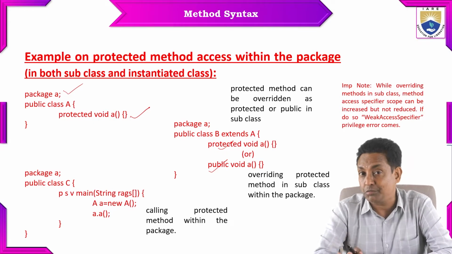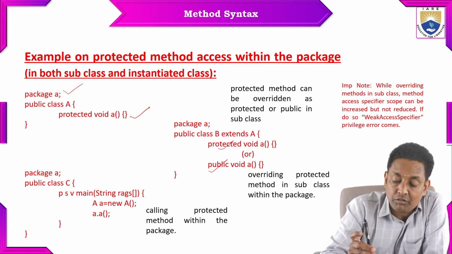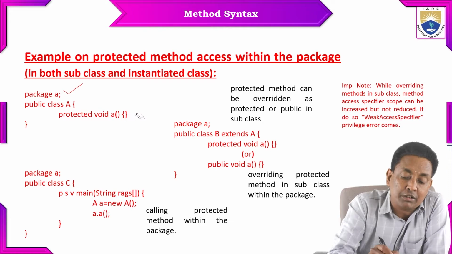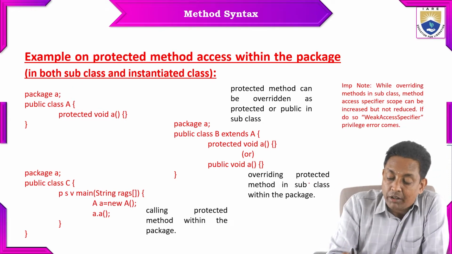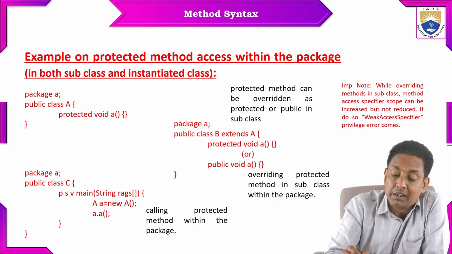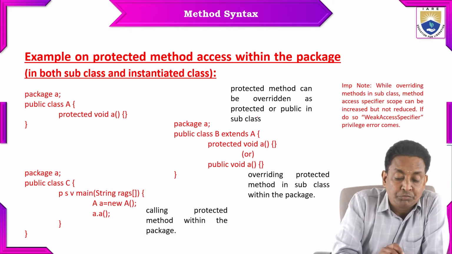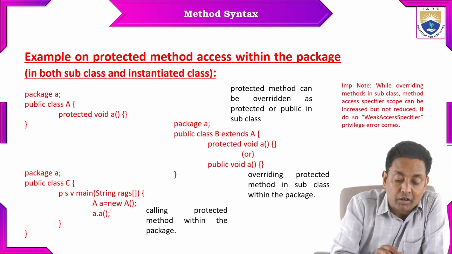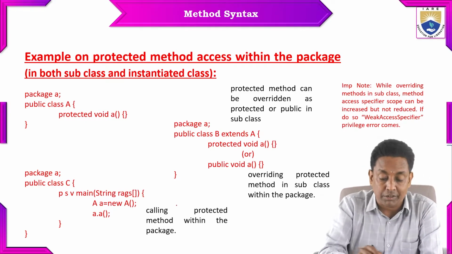If we try to reduce, which error will come? Weaker access specifier error will come. So you either increase or maintain the same scope while overriding a superclass method in a subclass. Okay. Overriding protected methods in a subclass within the package. Protected methods can be overridden as protected or public in the subclass. This is the subclass. Here we are instantiating class A and accessing A.A. Whatever logic lies in the A method will execute. Calling a protected method within the package.